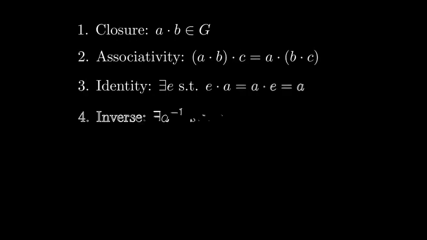First, let's recap what a group is. A group is a set of elements, along with an operation, that satisfy four key properties: closure, associativity, the existence of an identity element, and the existence of inverse elements.